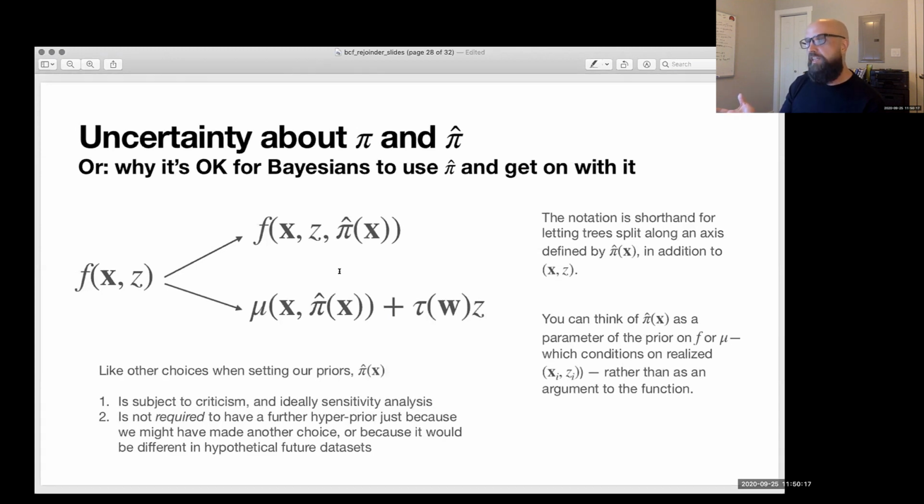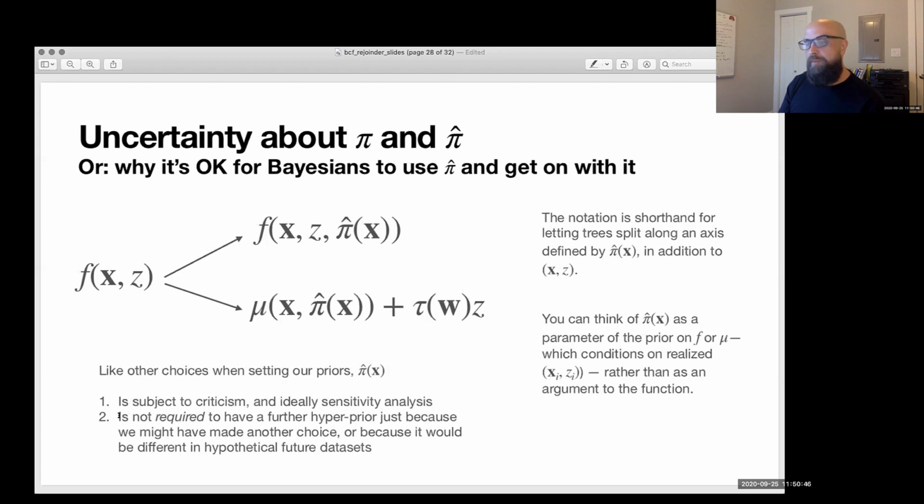And so once you think about pi hat of x as just a way that we are defining our prior, we should think about it like all the other choices that we make when we pick a prior. Like those other choices, it's subject to criticism and ideally sensitivity analysis, right? Stefan asked the question, what happens if pi hat is not a great estimate? A related question is, what if we have different estimates pi hat and we're not sure which one is the best? Sensitivity analysis seems like a good idea here.